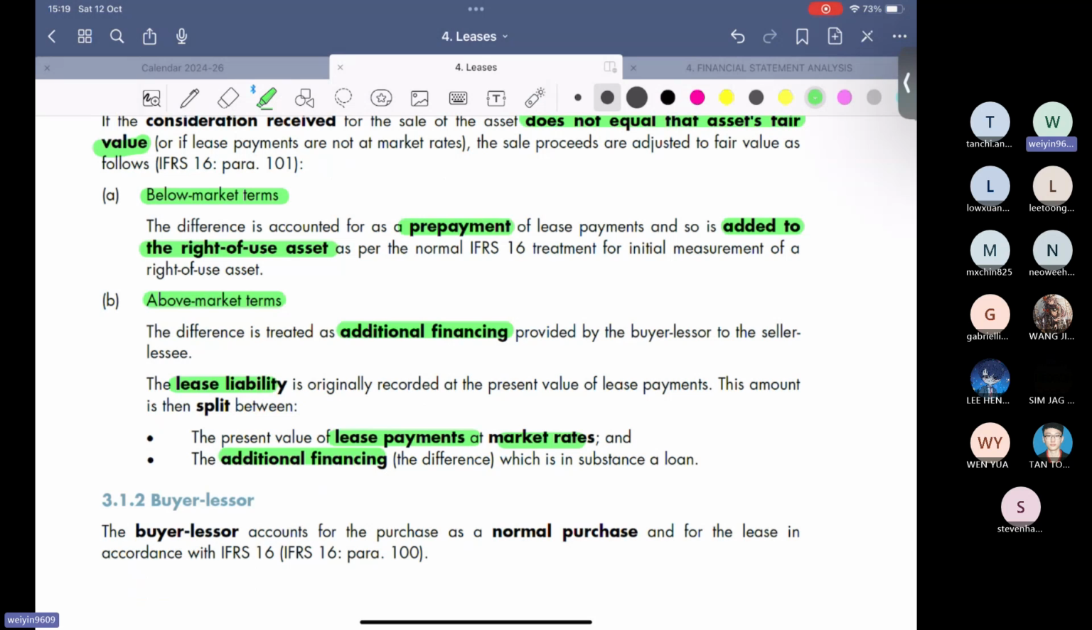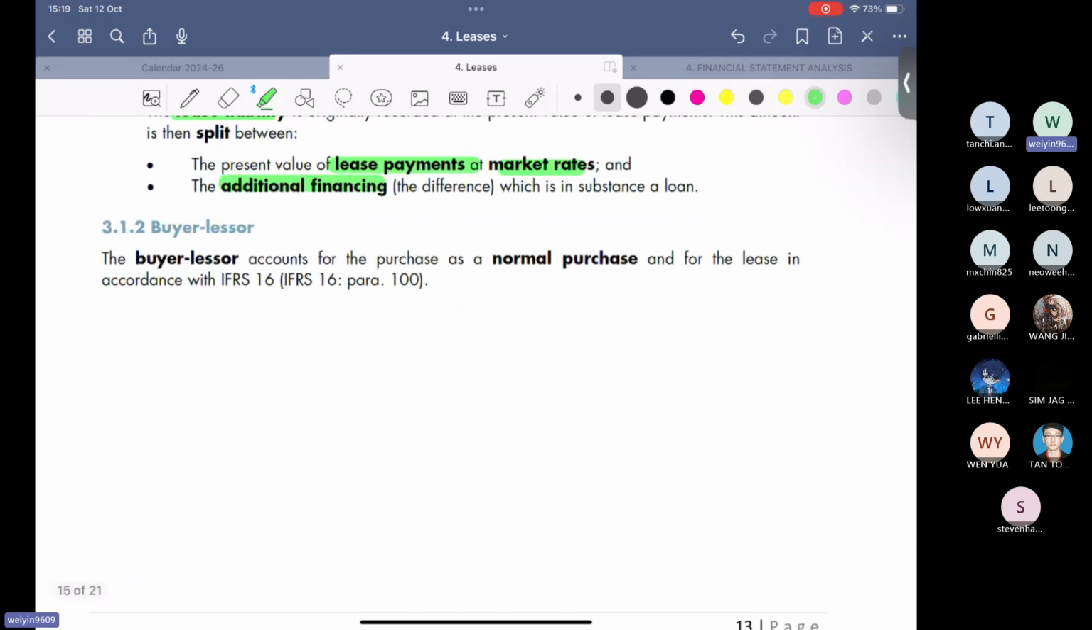So that's done for your seller. Next one, buyer. The buyer now becomes the lessor, so we call it buyer-lessor. The buyer-lessor accounts for the purchase as a normal purchase. That means they will debit asset, credit cash. Right? Then after that, they will become the lessor. The lessor identifies whether it's a finance lease or operating lease.